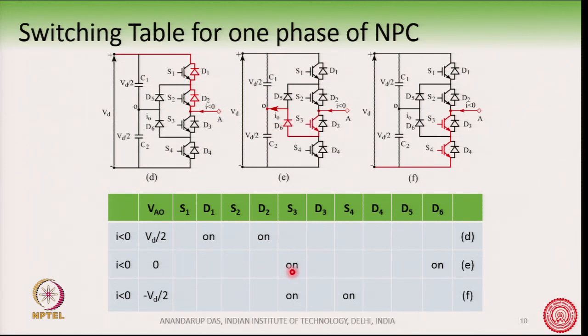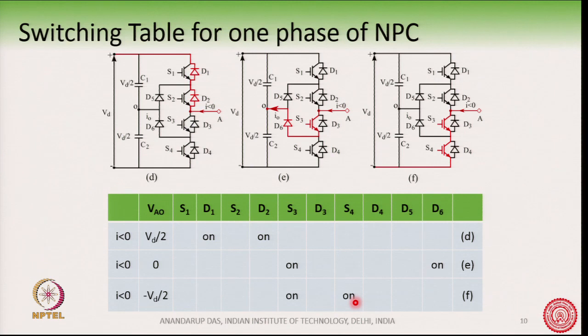That is what is shown here, S3 and D6 are on in this table. Again, if I want to get the negative voltage, then I will turn on S3 and S4, I will give pulses to them, and then the current will flow like this. The current flows through the two transistors S3 and S4 as shown in the table.